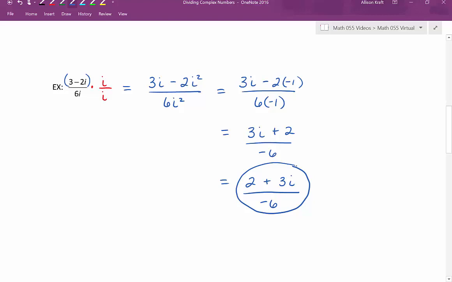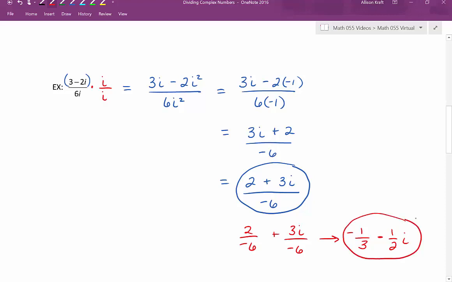Now, there may be some circumstances where we truly want to be in the form a plus bi and not have that in the numerator divided by some number. In those cases, you would just break it up into two separate fractions and then simplify each fraction. So this would give us -1/3 minus 1/2 i, and that would be our true complex form. You'll just have to make a decision depending on the context of the problem you're working on.